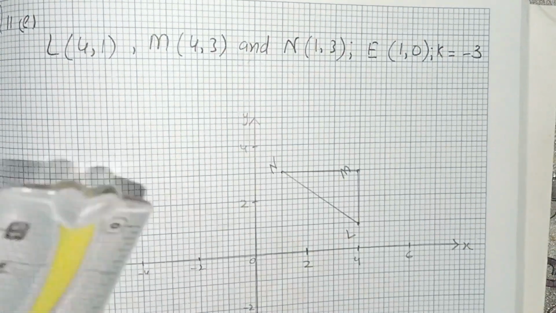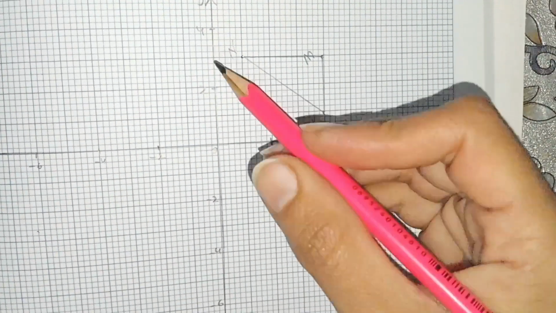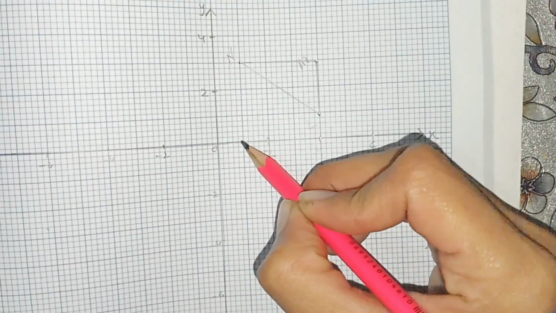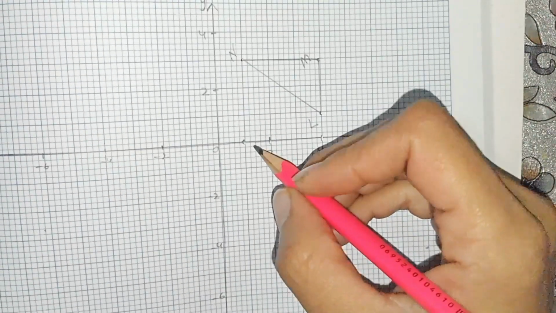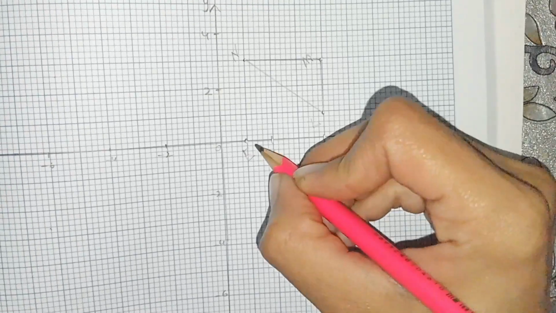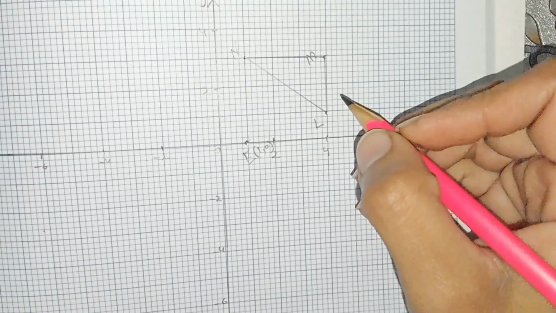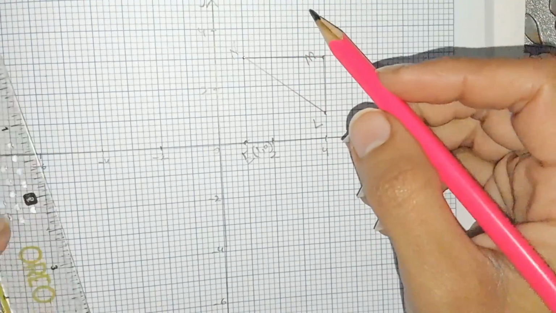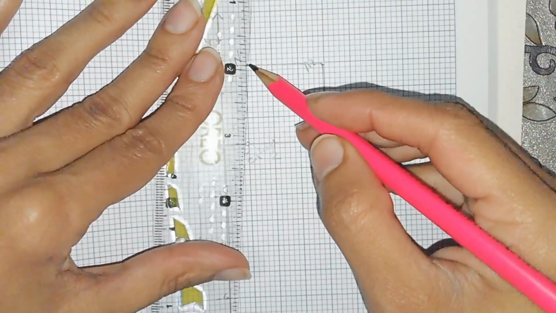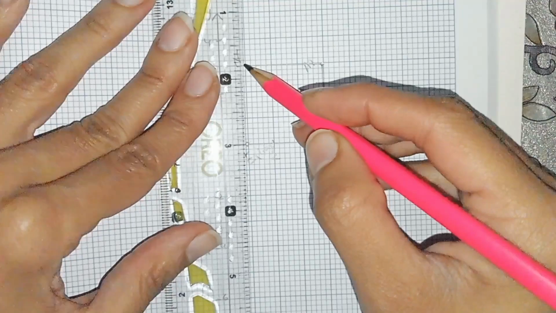The center of enlargement is (1, 0). This is the center of enlargement E, (1, 0). Now we have to move the points from that point.